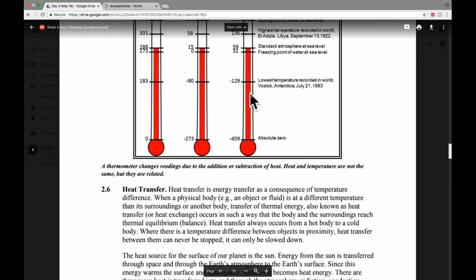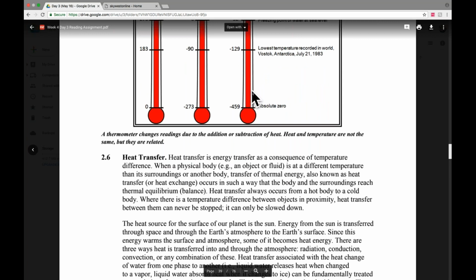So heat transfer. Heat transfer is energy transfer as a consequence of temperature difference. So we saw those temperature differences in lows and high pressures, right? And we see that transfer of heat present itself as cumuliform clouds and convective activity, right? So we'll see the fronts along those heat transfers. We tend to see weather develop.